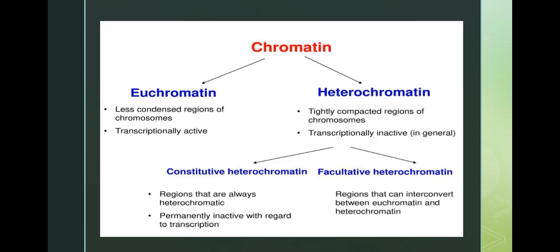Chromatin is of 2 types, namely euchromatin and heterochromatin. Euchromatin is a less condensed region of chromatin that is transcriptionally active, and heterochromatin is a tightly condensed region in the chromosome that is transcriptionally inactive in general. Heterochromatin is again of 2 types, constitutive heterochromatin and facultative heterochromatin. Constitutive heterochromatin regions are always heterochromatic. Regions that interconvert between euchromatin and heterochromatin are facultative heterochromatin. Constitutive heterochromatin is permanently inactive with regard to transcription.